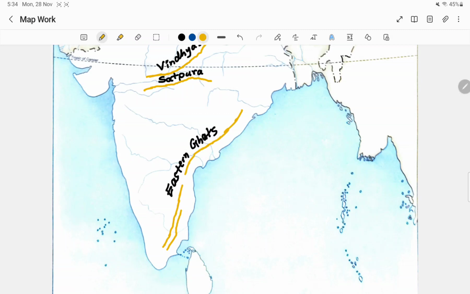Next comes the Western Ghats. So on the left side, that is on the western side of the map of the peninsular region of India, we will find Western Ghats. So these are the Western Ghats.